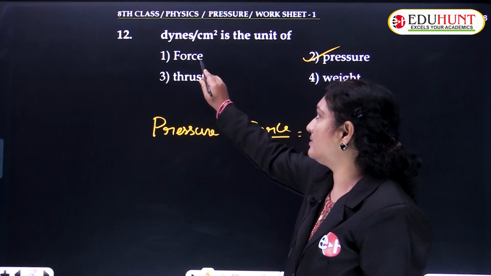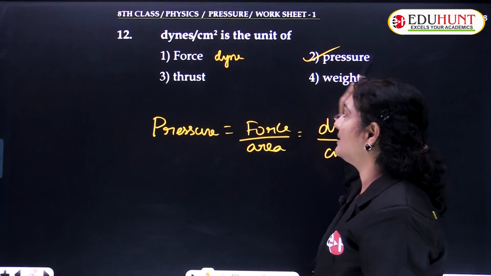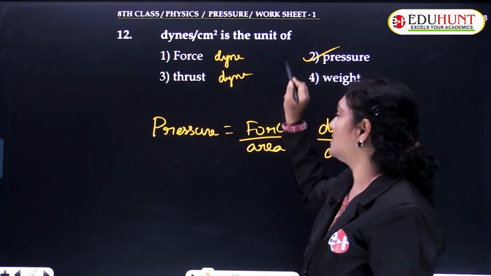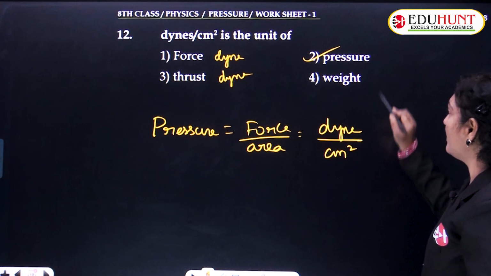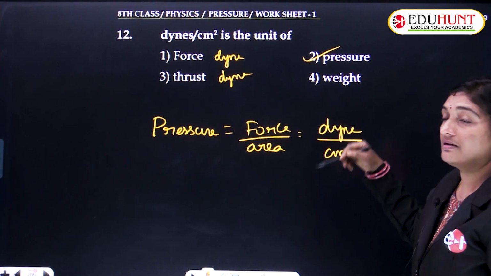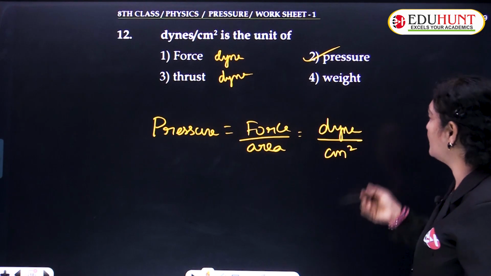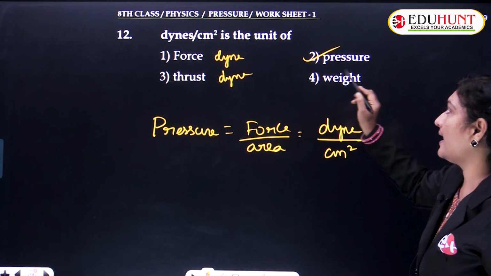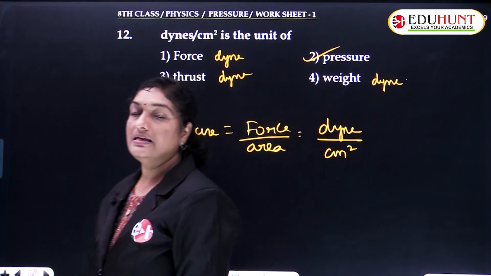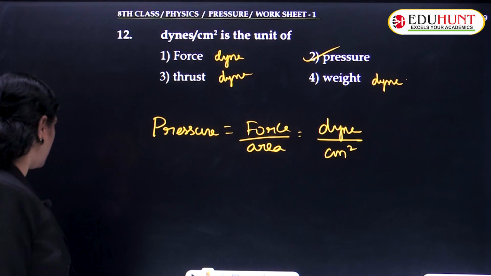But if you discuss force, force in CGS is only dyne, not dyne per centimeter square. Thrust is also equivalent to force, so it is also measured in the CGS system as dyne. Weight is the force that the body exerts on the surface. So if force is measured in dyne, weight must also be measured in dyne. But pressure is measured in dyne per centimeter square. So the only correct option is option 2.